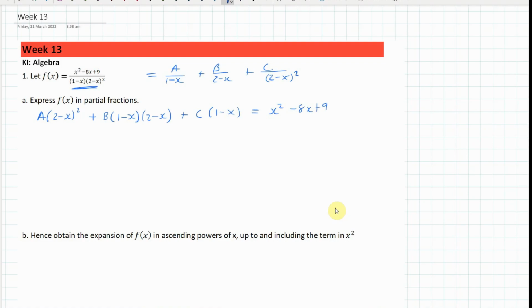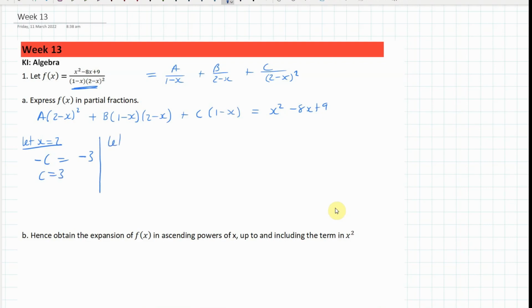Now, we'll just do a few test cases here. The first one, I'd say let x equal 2. And you can see immediately that that will wipe out the a's and the b's and just leave you with c, because you get 2 minus 2 is 0, 0 times anything is 0. So that means we get 1 minus 2, so we get negative c equals, now we insert the 2 into this function here, 2 squared, take away 8 times 2, plus 9. So I think that gives us negative 3. So I get that c is equal to 3.